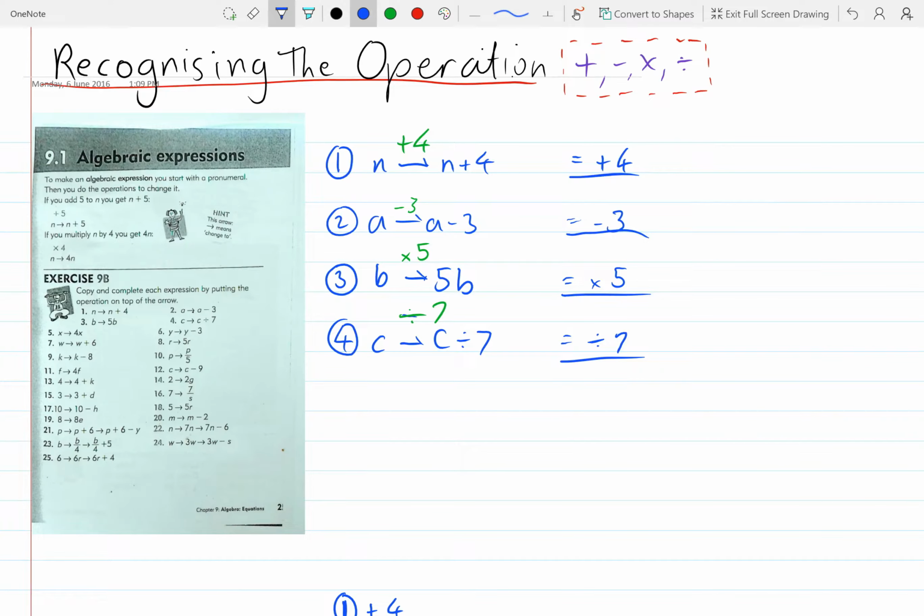There's no trick, there's no harder part to it. It's just recognizing that change that happens and writing it down. Okay, and this will be a really useful skill and make the solving equations we're going to do later on a lot easier.